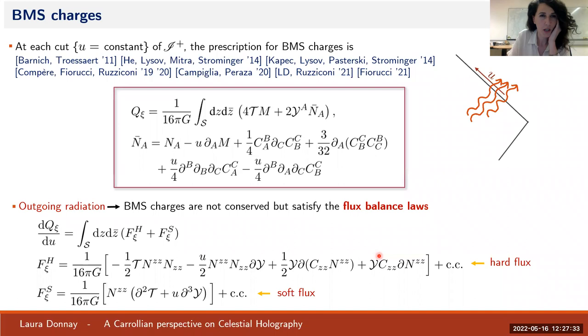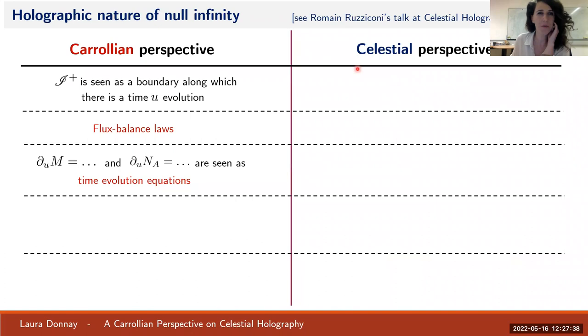Good. So now let's go to some sort of distinction between this Carrollian versus celestial picture. Here I would like to make a parallel between these two things, which I think helps a little bit to disentangle some stuff. In the Carrollian perspective, we consider the holographic boundary to be null infinity, a codimension one null hypersurface. In this first approach, Scri is seen as a boundary along which there is a time evolution, and you have this flux balance law, which encodes the fact that the charges are not conserved, but instead satisfy these equations. You remember the Einstein equations were imposing that the Bondi mass aspect and the angular momentum were subject to some equation that they had to satisfy. Now they are seen as time evolution equations.